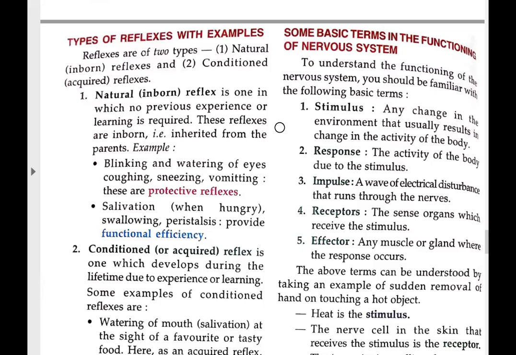Ma'am, can you repeat stimulus? Stimulus means any change in the environment, जैसे कि गर्मी होना, ठंडी होना, हवा चलना, या फिर कोई साउंड सुनना, कोई वाइब्रेशन फील करना, कुछ भी. Whatever is happening around you can be a stimulus which is bringing any change in your body, either in the form of activity, voluntary or involuntary. Okay, ma'am.